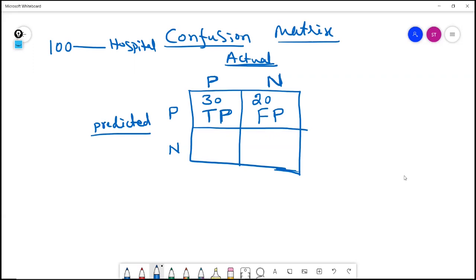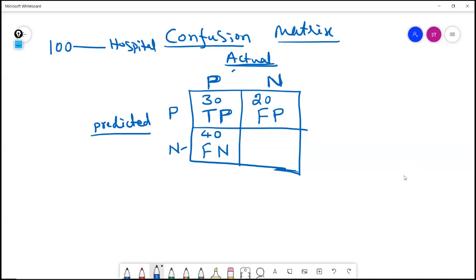And in terms of negative, the doctor says that there are 40 people negative. He is saying that these 40 people do not have corona. He has given a report that they are negative. But in reality, when I checked, they had COVID positive. So in this case, the prediction and actual are not the same. They are false. It's a false negative.